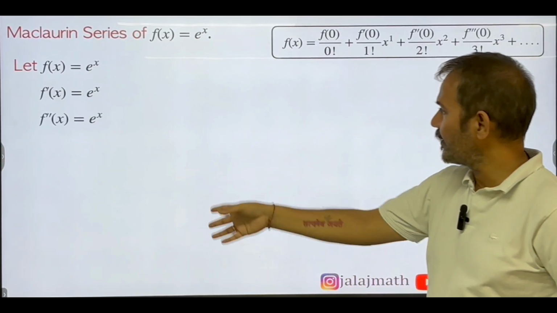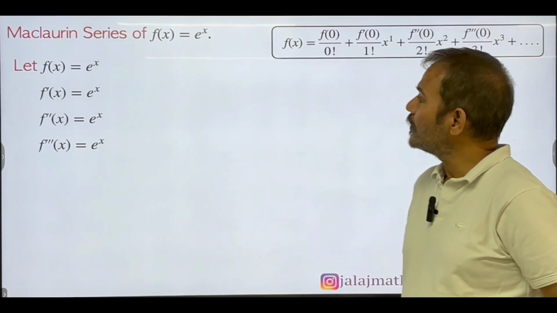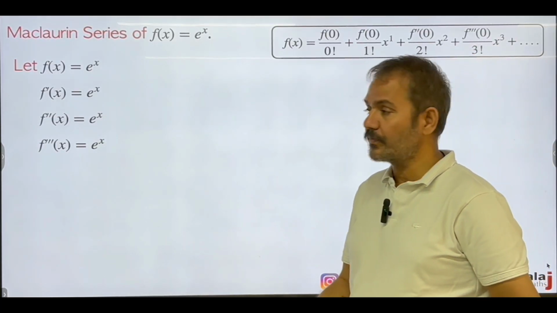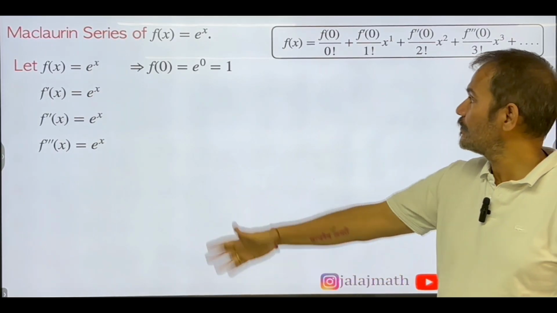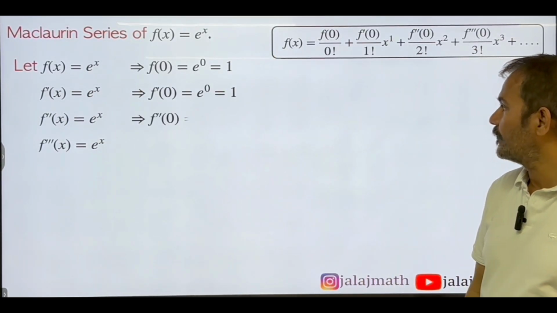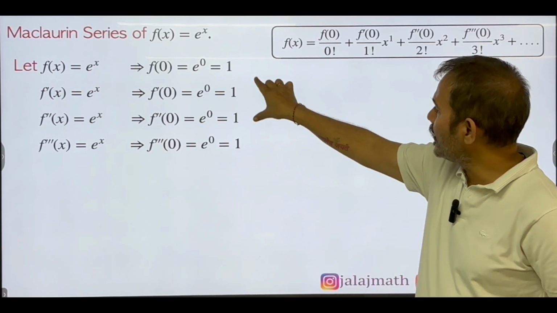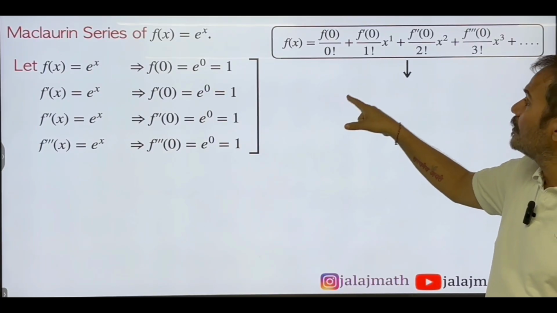Even the second derivative, third derivative, they all will be the same. Find the values of these function and these derivatives at x is equal to 0. So you get e raised to the power of 0 is 1. So all these will be 1, 1, 1, 1, 1. Now plug in these values up here. So these values, when you put into this formula, what do you get?